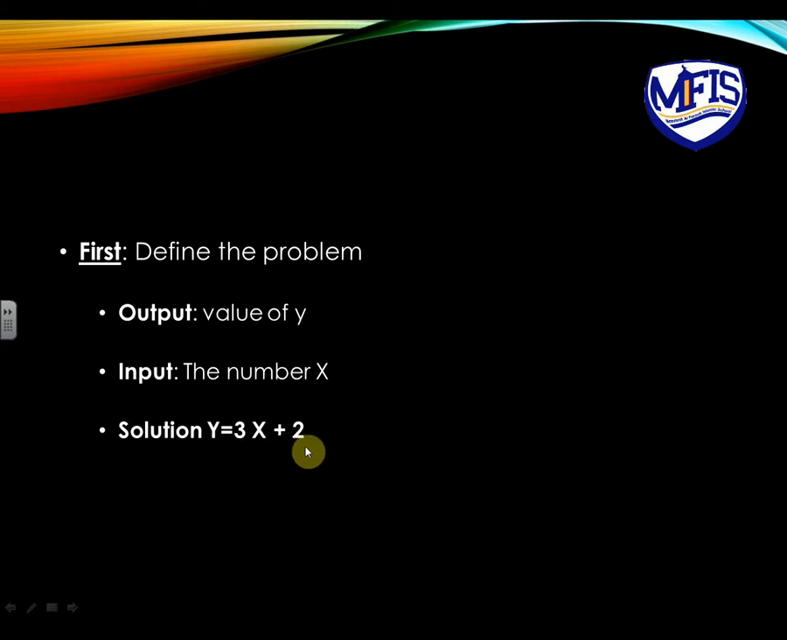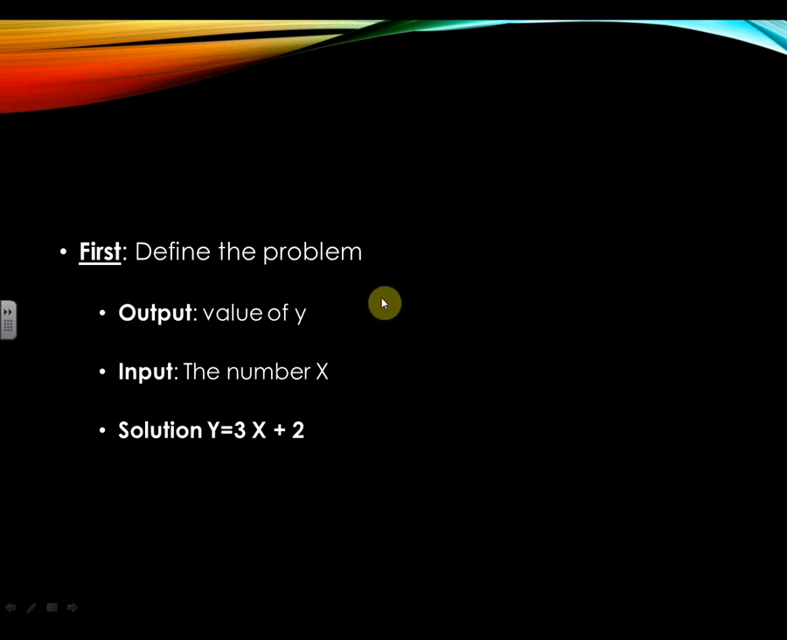So again, to define our output and input, we have to look carefully at this equation. We can get the output from this equation, and the output is y. We want to reach the result of y, and the input is x. According to the value of x entered in this equation, we will be able to get the value of y. Okay, this was the first stage.